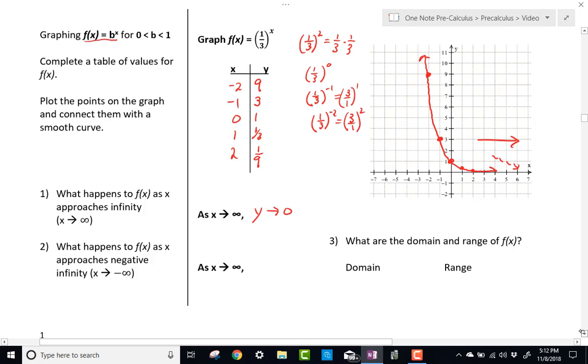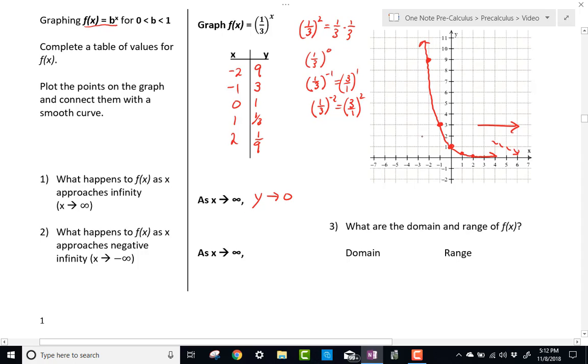What happens to f of x as x approaches negative infinity? So as x goes to the left, my y values go up, and so we would say that y approaches positive infinity. What are the domain and range? Well, it's the same thing as last time. The x's go on both sides, left and right, so we would say x is in the set of reals. The range is, again, you could say it as 0, infinity, but we're not touching 0, so we're going to use a parenthesis. Or again, we could say that y is greater than 0.